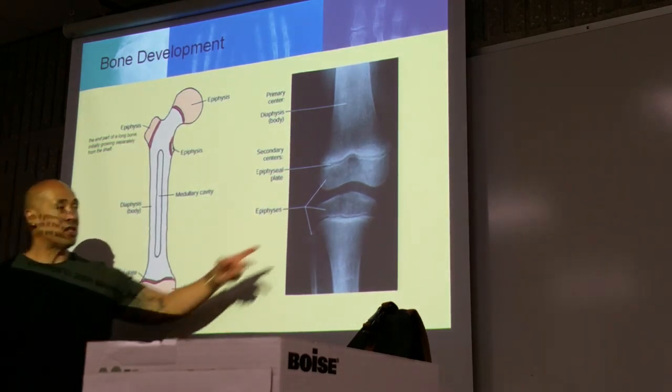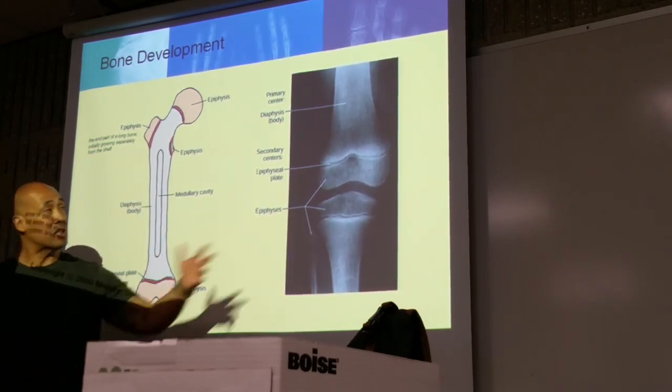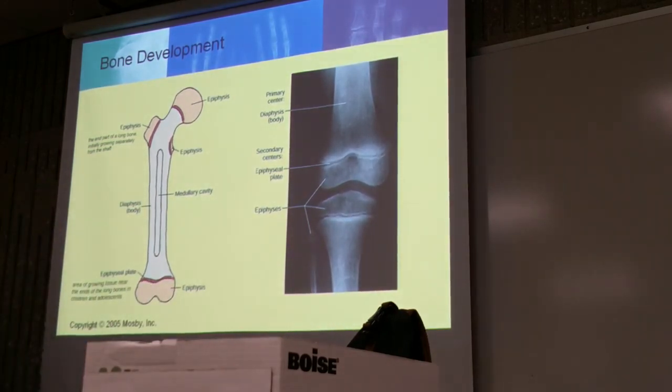The way they look is you'll see two separate bones with a space in between. But that's actually the growth plate. And you will see that often in children. So when you're taking x-rays of children, one of the first things you're going to look for is this bony plate.